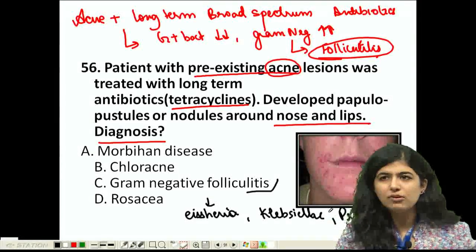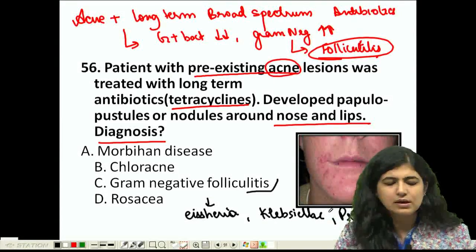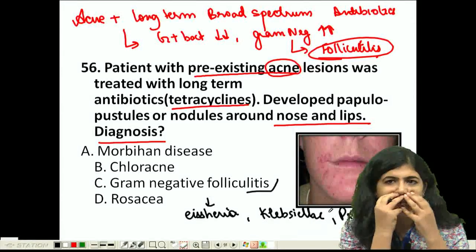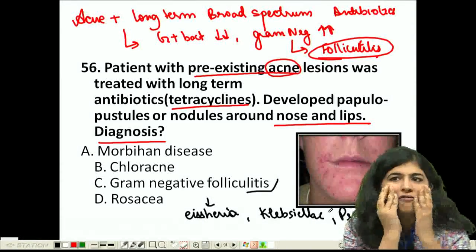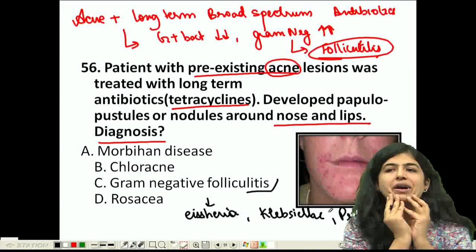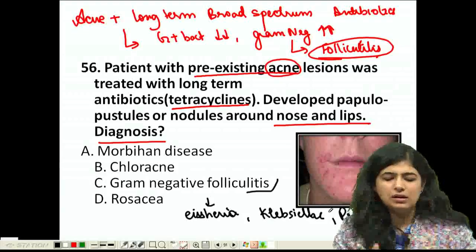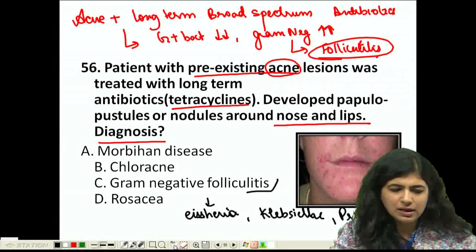Now you again treat them with their specific antibiotics. Gram-negative folliculitis. Typical location is around the mouth and the nose, while acne lesions are present elsewhere on the skin. So this is gram-negative folliculitis.